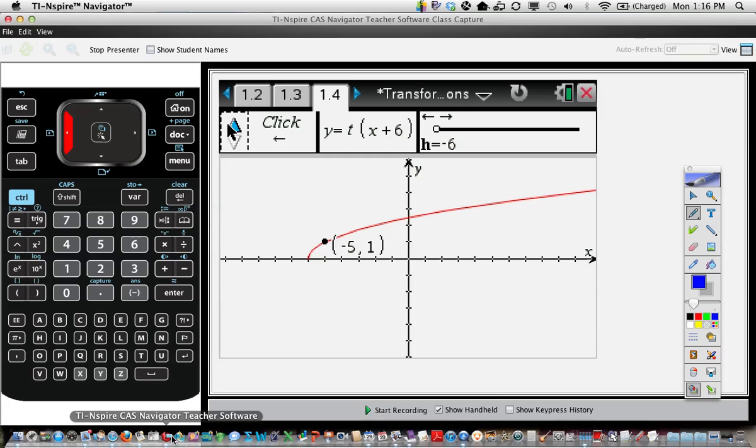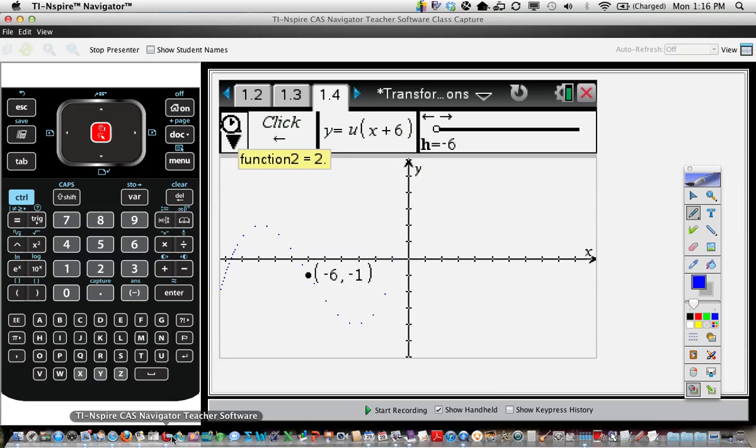Okay, so now we're ready. Now click that up there. Okay, so here's a new graph that's been shifted 6 to the left from what it was originally. And again, you see the x plus 6 on the inside. All right, so that's all we really need in this document.